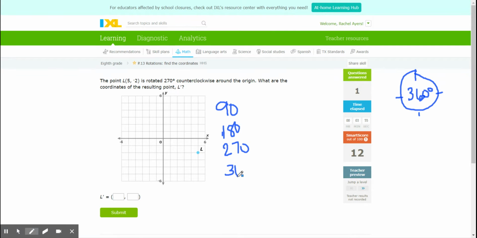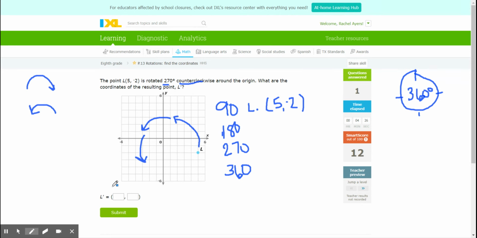And again, if I went all the way back around the circle, I would end up exactly where I was at 360 degrees. So we're looking at point L, and again, I'm going to ignore signs for the time being. I'm looking at 5, -2. And this time we're looking at 270 degrees counterclockwise. If the clock moves in this direction, counterclockwise means it moves backwards from the way the clock goes. So for 270 degrees, there's 90, 180, 270. And this gives me the hint that, again, I'm going to have a negative, just like I did in the last problem.